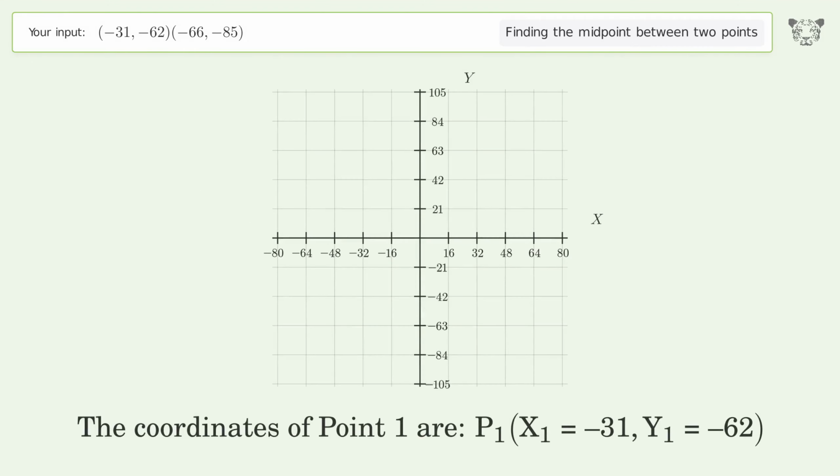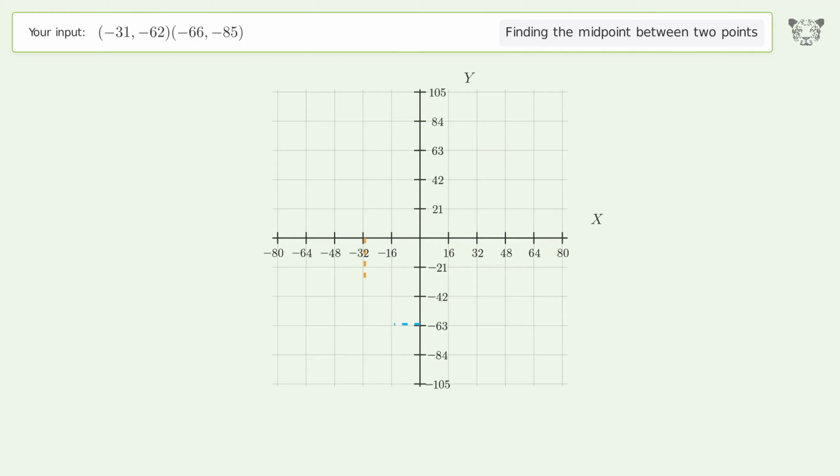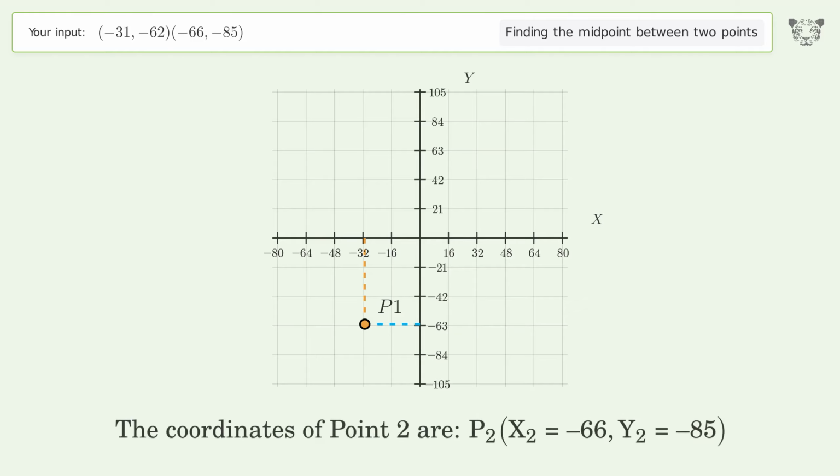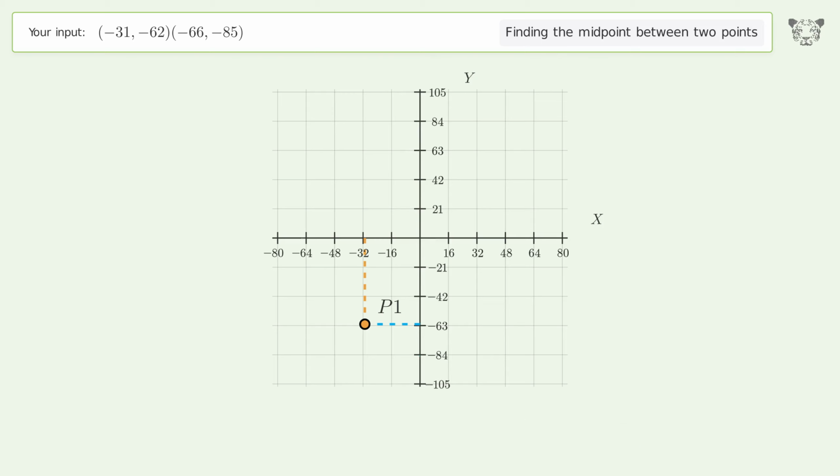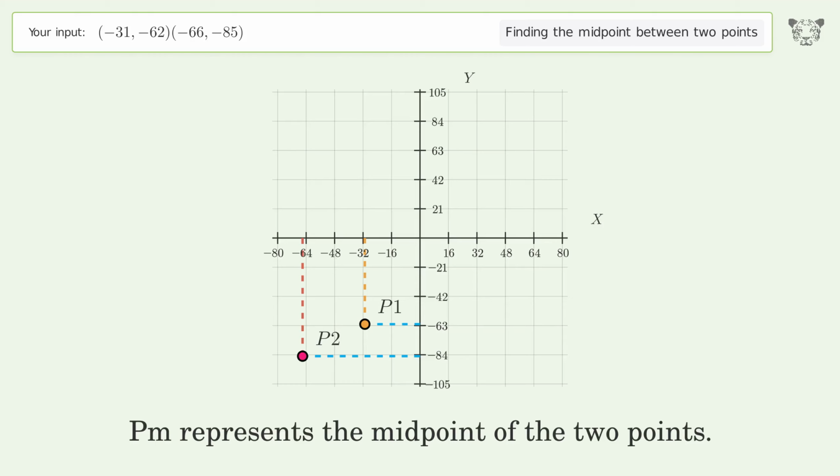The coordinates of point 1 are, x1 equals -31, y1 equals -62. The coordinates of point 2 are, x2 equals -66, y2 equals -85. PM represents the midpoint of the 2 points.